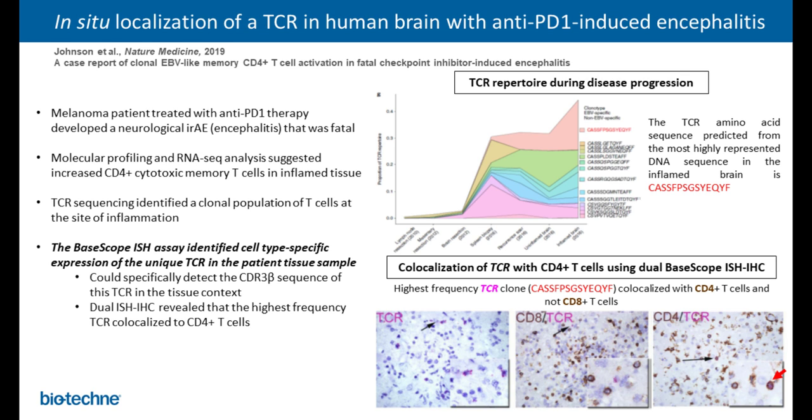thus showing that this population of T cells that induced encephalitis was a CD4 positive T cell population. Upon further analysis, they were able to identify that it was indeed a CD4 positive memory T cell population that was causing this encephalitis. And using the BaseScope assay, they were actually able to visualize this population of T cells within this encephalitis tissue.